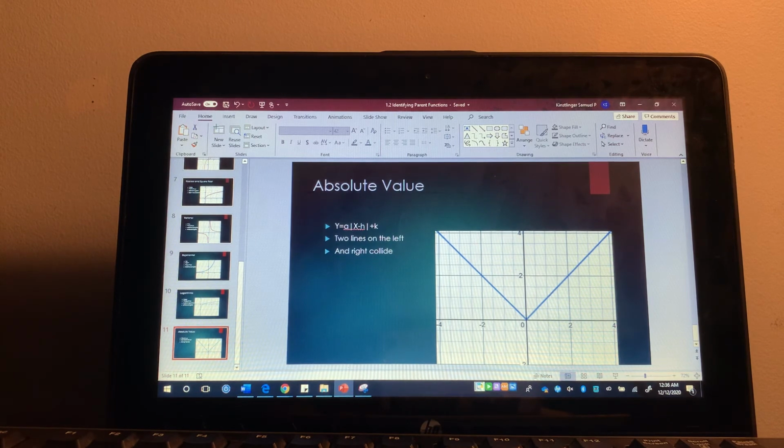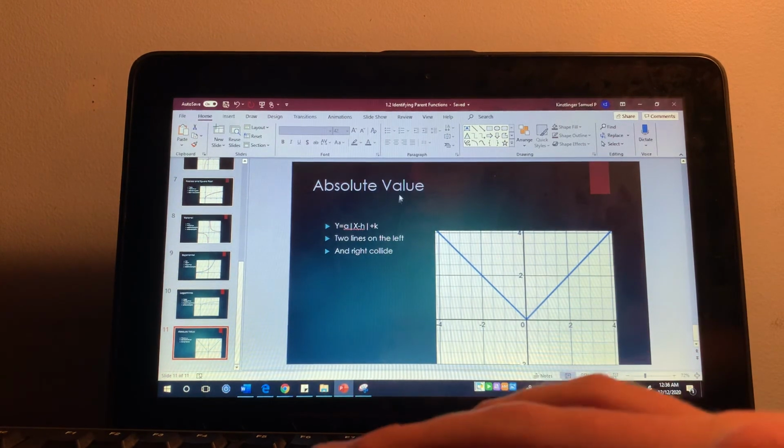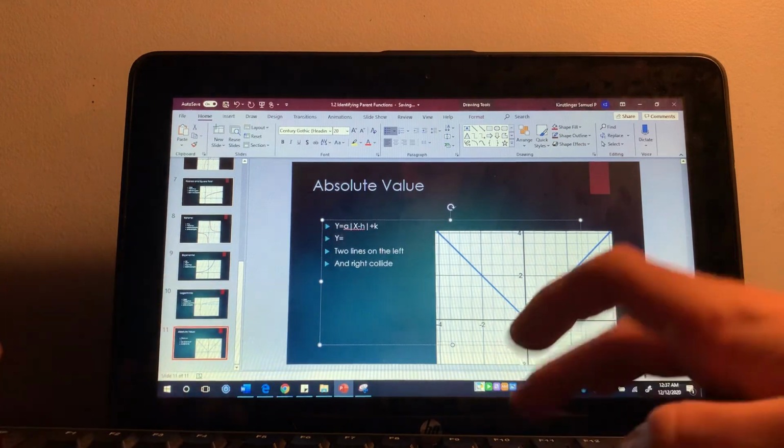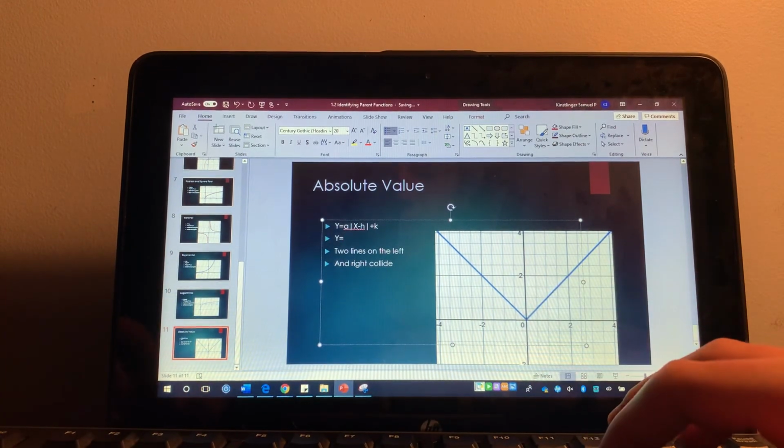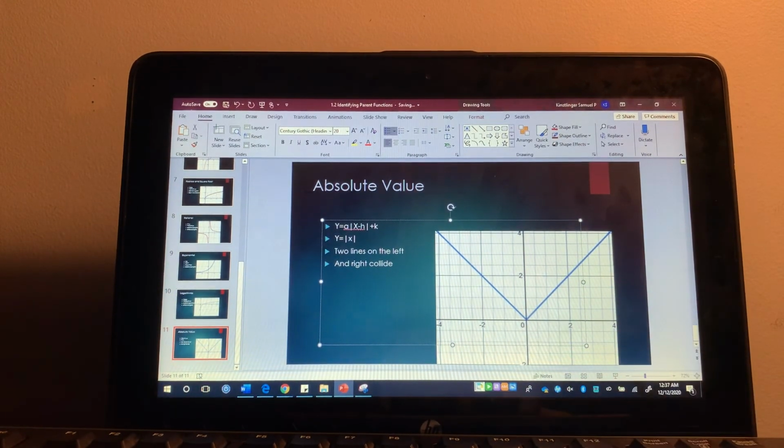Now, as we see, the basic equation is just y equals the absolute value of x. That's what's shown there. Now, you see, if x is 2, y is 2, because the absolute value of 2 is 2. And if x is -2, y is 2, because the absolute value of -2 is 2.